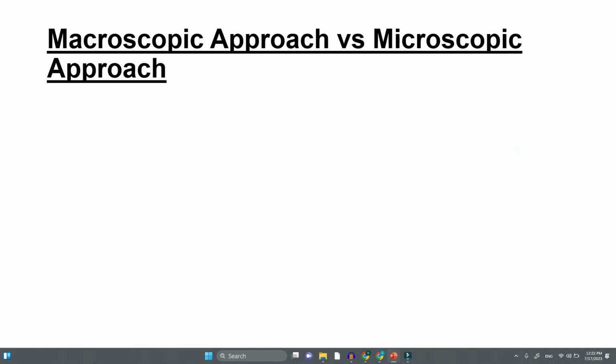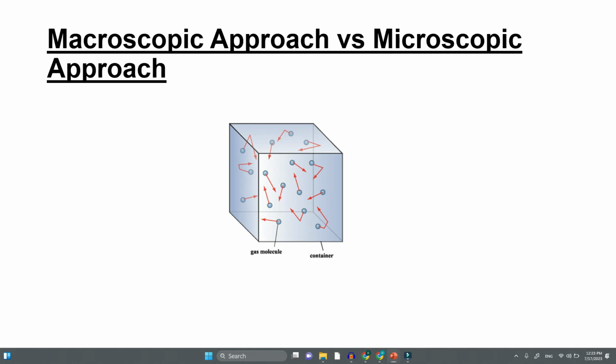Now let us move to the macroscopic approach or microscopic approach. Before we study thermodynamics, there are two main approaches, that are macroscopic approach and then you have the microscopic approach. So let us see that in detail.